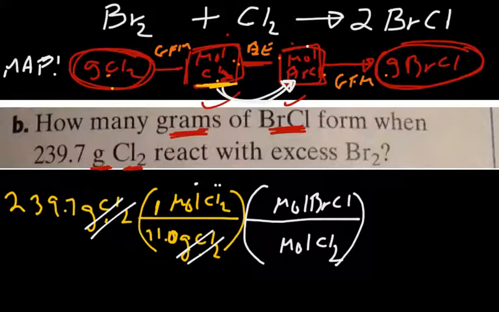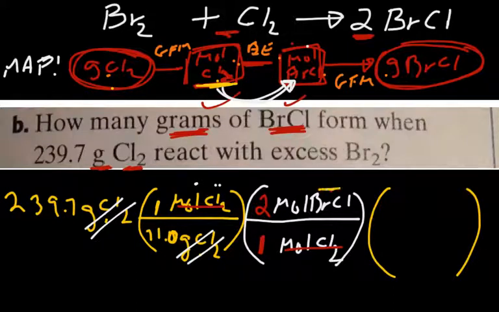So we look and see what's in front of BrCl. We have a 2 in front of BrCl, so 2 goes right there. We look and see what's in front of Cl2. There's a 1 in there, or we don't say anything, so we assume it's 1. We put a 1 right there. Now what happens next? The moles of Cl2 and the moles of Cl2 will cancel. We've now successfully gotten to moles of BrCl. And our last step would be to change the moles of BrCl into grams of BrCl.